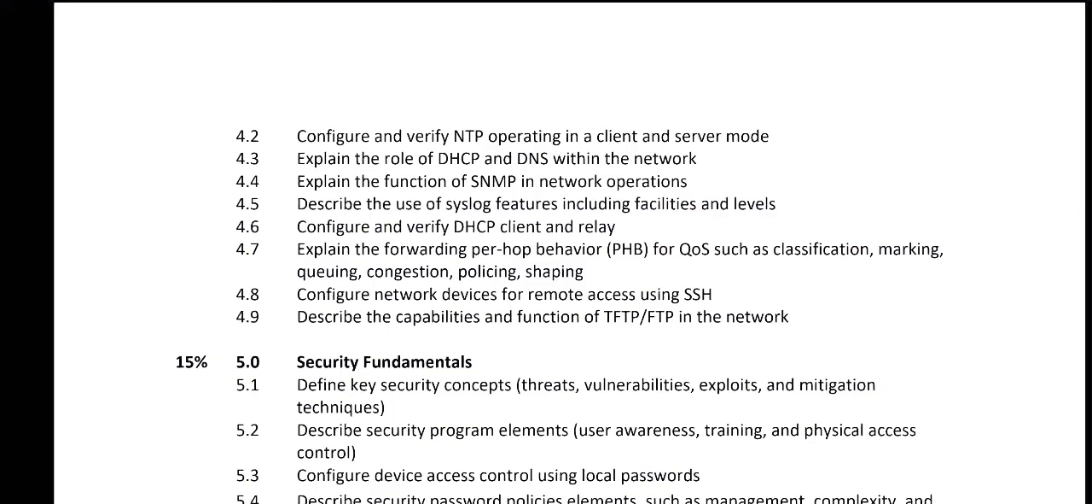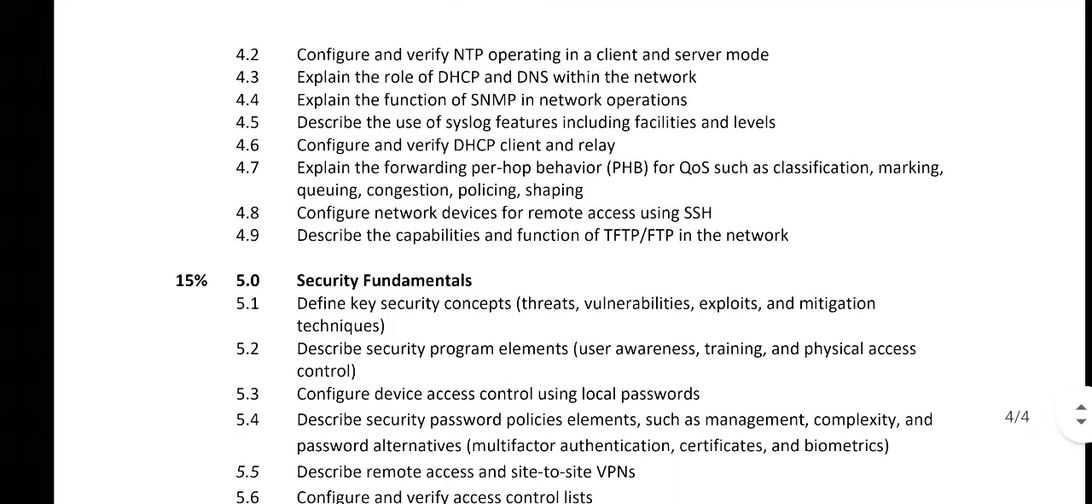Explain the role of DHCP and DNS within the network. DNS is for domain name resolution. For example, whenever you type in facebook.com, google.com, or any website, the computer actually needs the IP address to be able to know where to send the packet. So DNS, that's what it does. It's actually a database, and it has the mapping of the names with the corresponding IP addresses.